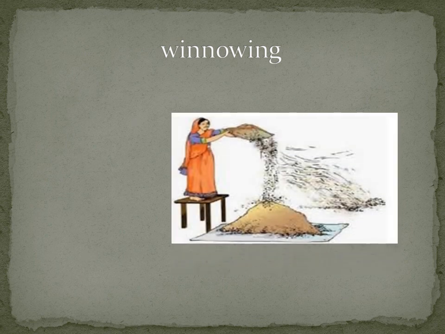Let us see the next method, that is winnowing. The method of separating a mixture by using wind or by blowing air is called winnowing. Let us see the principle. What is the principle? Difference in the weight of the components. The differentiating property is the weight of the component. Lighter components can be separated from heavier components using this method.